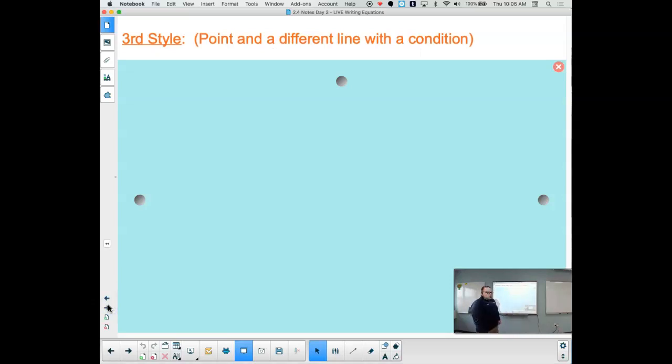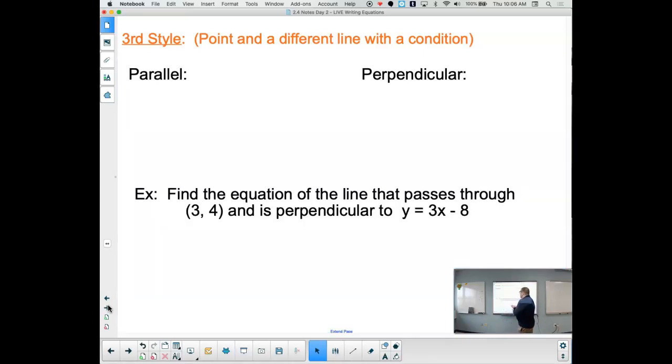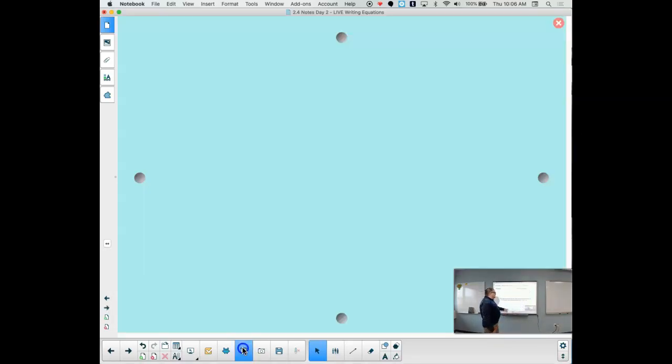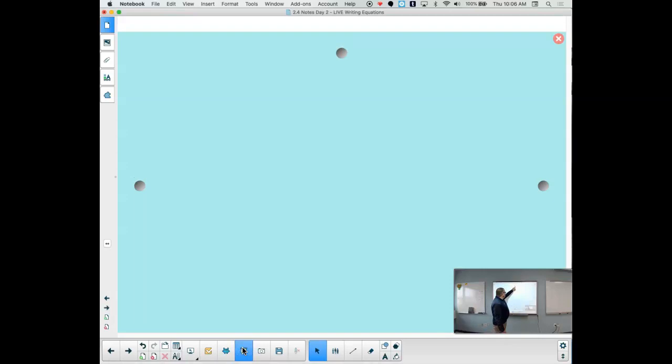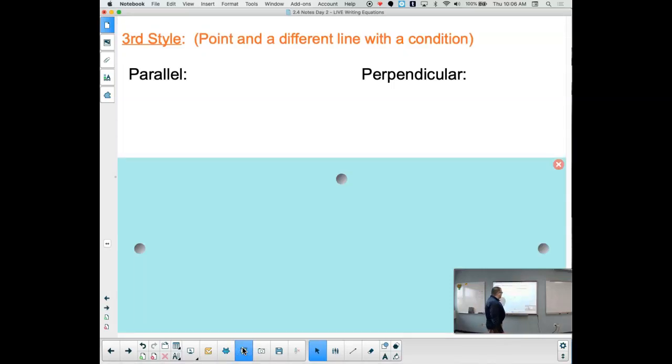The third style of condition that we will give you is a point and then a different line with a specific condition. For instance, the 2 conditions that we're going to talk about are going to be parallel and perpendicular.